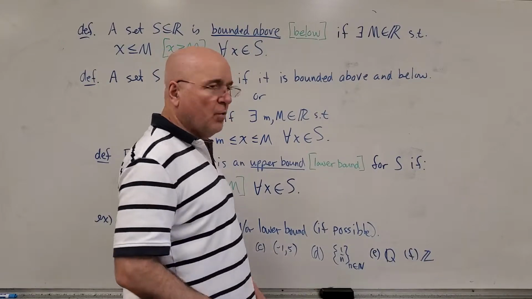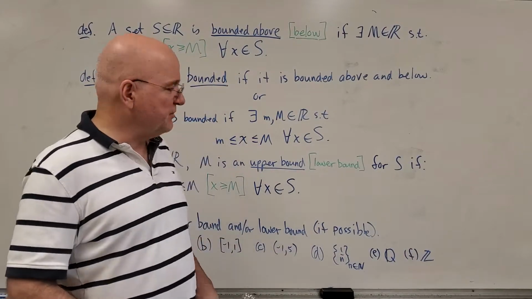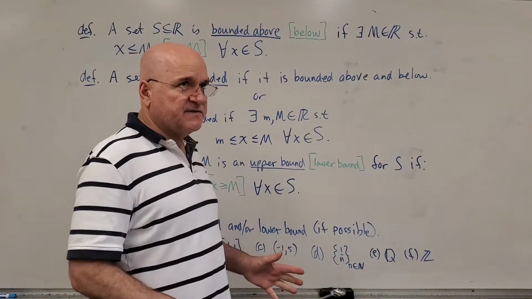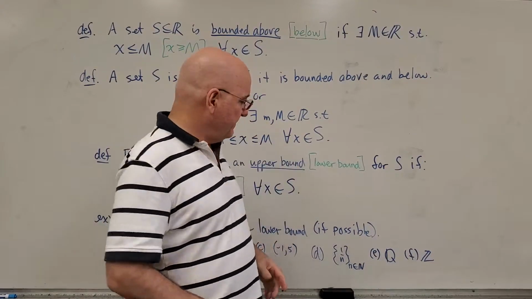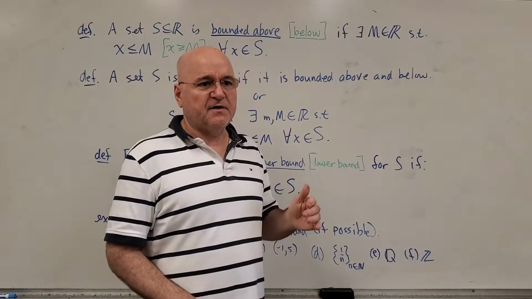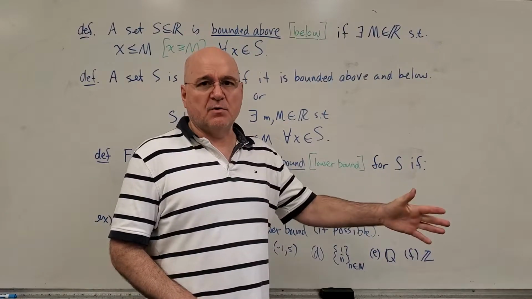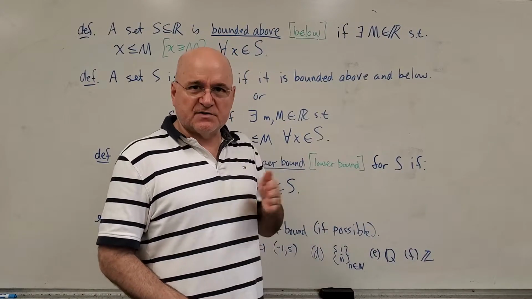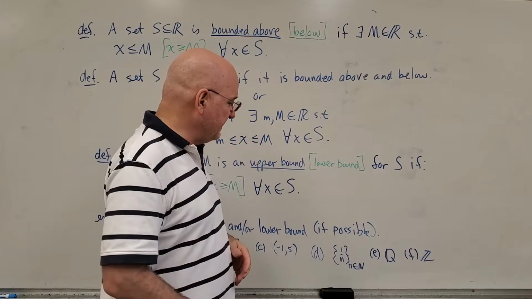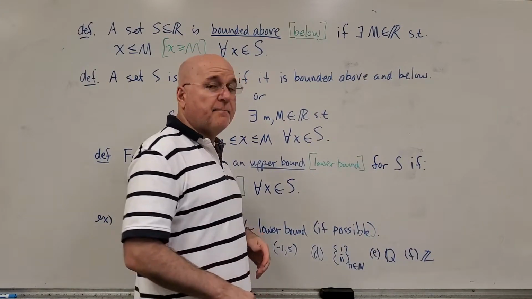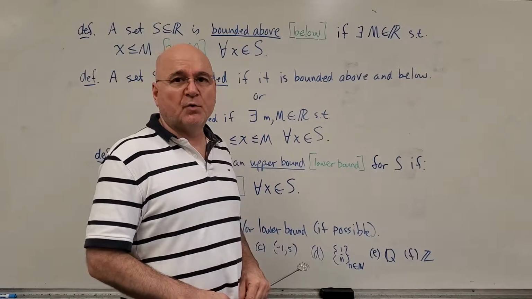D, the set of 1 over n for all natural numbers n. If you write those out, it makes it easy to see. It would be 1, 1/2, 1/3, 1/4, 1/5, and so on. It's a decreasing sequence, so the largest element is the first one in the set. So an upper bound would be the number 1, or anything greater than 1.